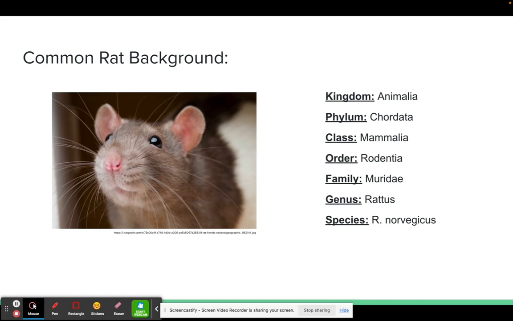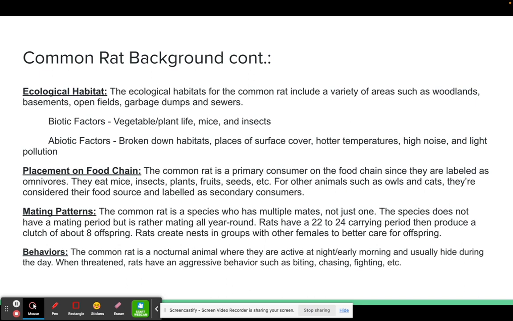Rattus, and species Arnivicus. The ecological habitats for the common rat include a variety of areas such as woodlands, basements, open fields, garbage dumps, and sewers. Some biotic factors include vegetable/plant life, mice, and insects. And some abiotic factors include broken down habitats, places of surface cover, hotter temperatures, high noise, and light pollution.